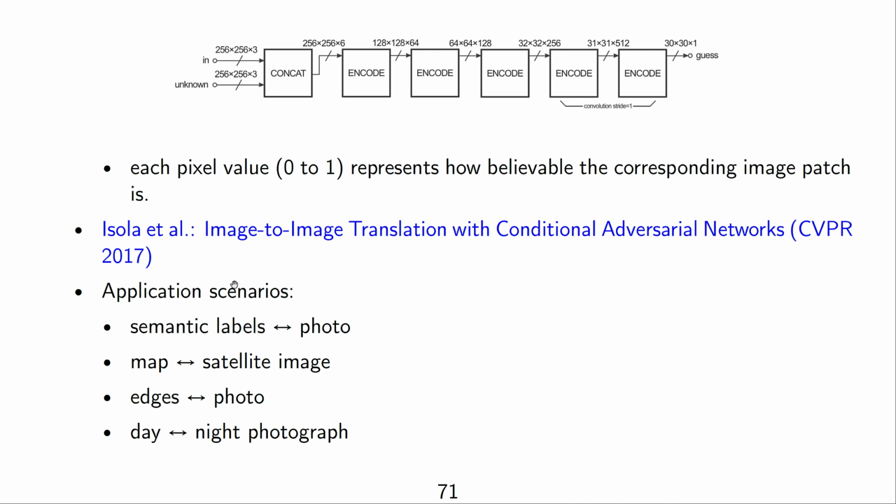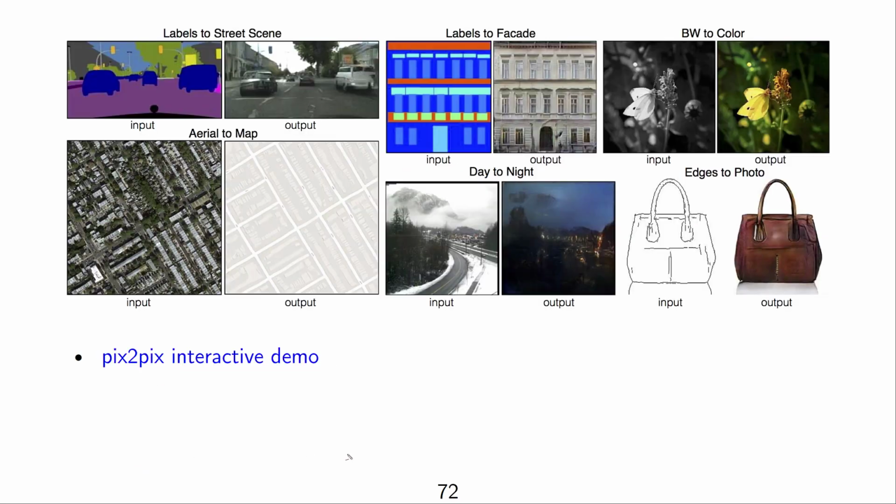Let's now look at one very significant paper that had a lot of impact. That is the paper Image-to-Image Translation with Conditional Adversarial Networks. The authors propose multiple application scenarios. First, going from labels to photos, maps like Google Maps to satellite images, edges to photographs, and day to night photography.